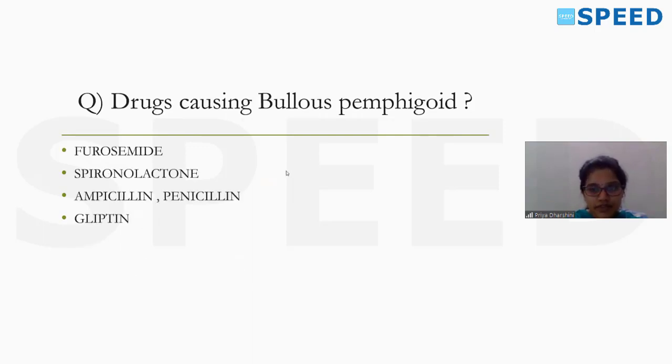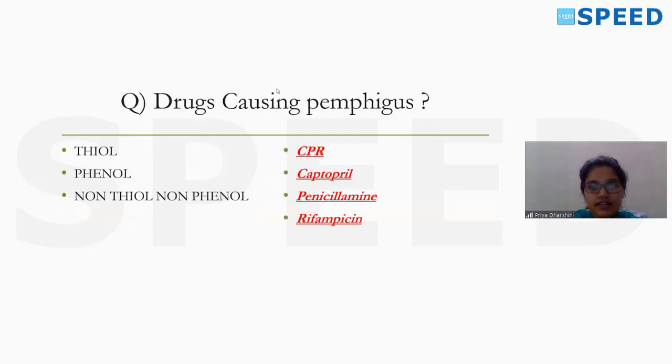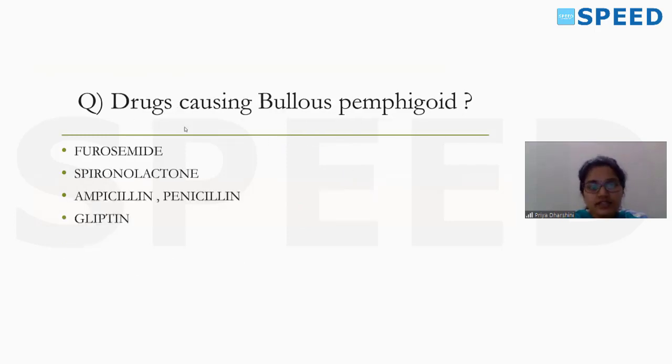And next is drugs causing bullous pemphigoid. These are the drugs which we saw here. CPR is the mnemonic for drugs causing pemphigus vulgaris. But here, what I have mentioned is drugs. Certain drugs are associated with bullous pemphigoid. So what are all those drugs?